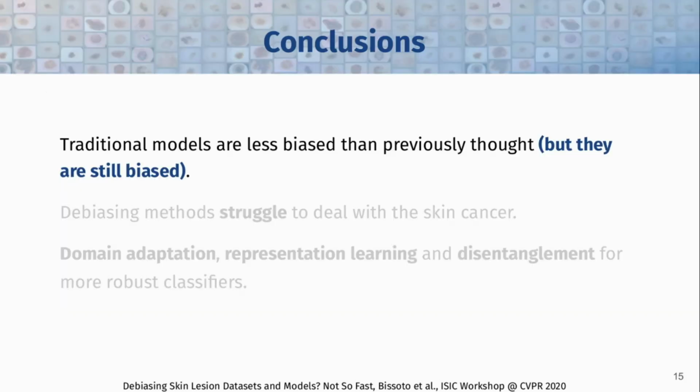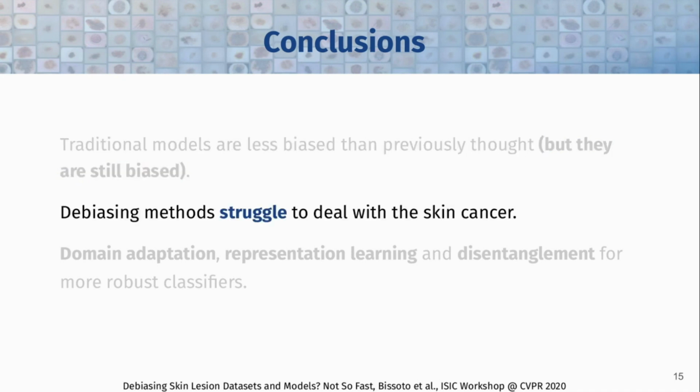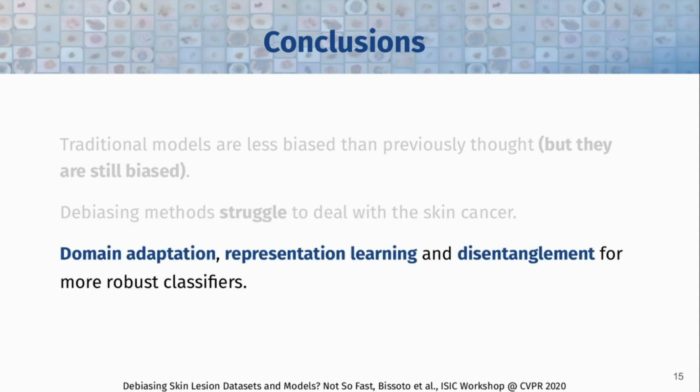So in this work, we showed that traditional models are less biased than previously thought, even though they are still biased. We showed that the biasing methods struggle to deal with the skin cancer scenario, and that we need to advance a lot in this area. And we think that domain adaptation, representation learning, and disentanglement can play a big part for it, so we can build more robust classifiers that can be applied in the real world.